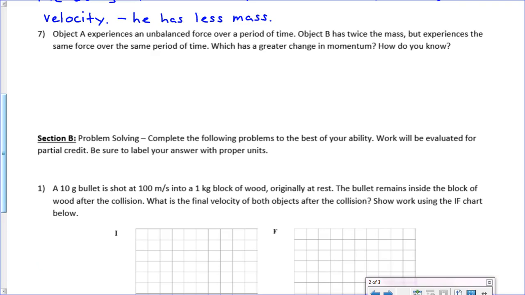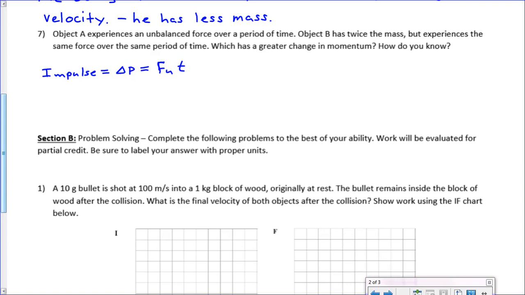And so we know that impulse is equal to our change in momentum, okay, which equals an unbalanced force times time. Okay, and so it's the same force and the same time, therefore it has the same change in momentum, because I said both of them experience the same force over the same amount of time. So in cases of impulse, mass does not matter, all right, because we're talking about a change in momentum, all right.